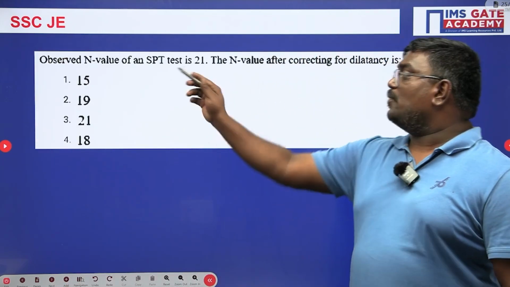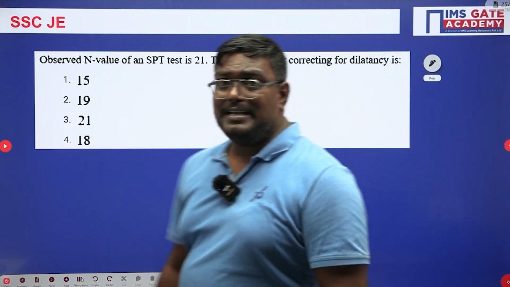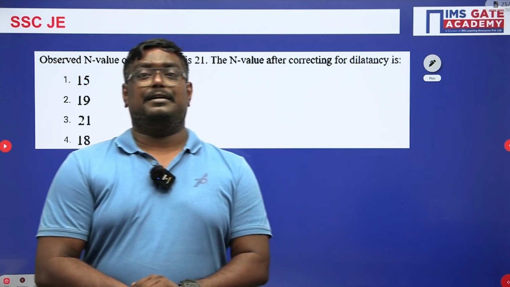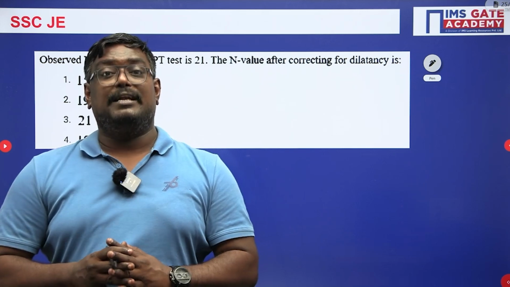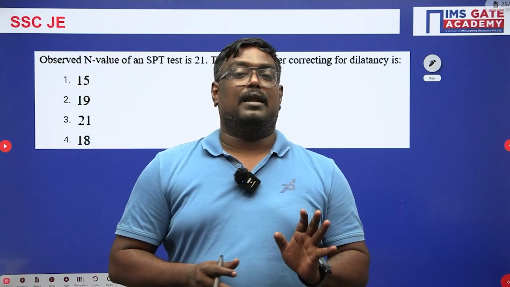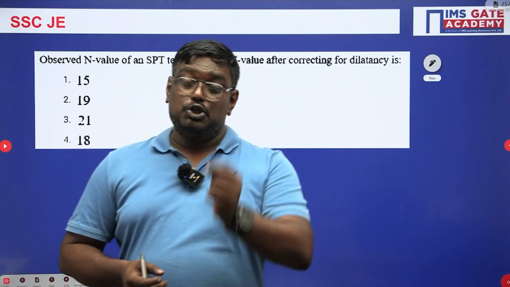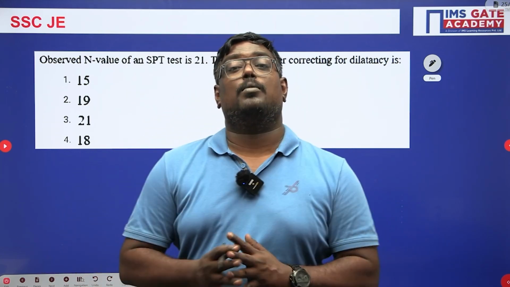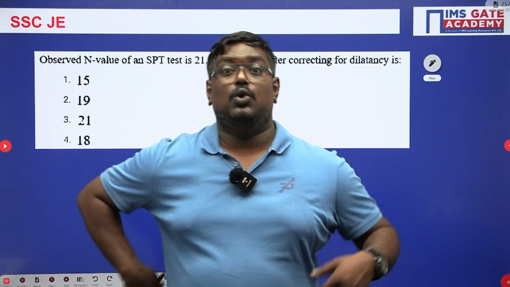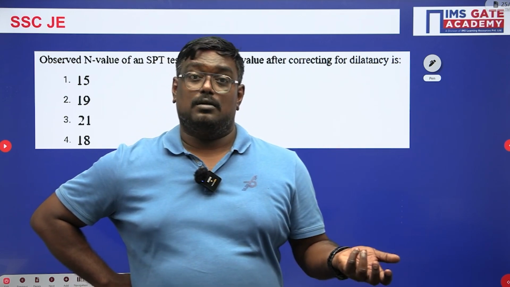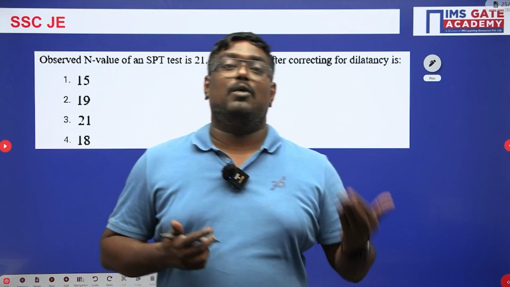Now, what is the observed value of SPT test, the N value after correcting for dilatancy? Now, my dear students, let me tell you what we mean by standard penetration test. Standard penetration test is the number of blows required for 30 centimeter penetration. So, it is just a number. Actually, there will be two corrections: one is Warburton correction and the other is dilatancy correction. Usually, dilatancy correction will be followed by Warburton correction. What is Warburton correction? Sometimes, if it is a shallow foundation, you will underestimate the number of blows. If it is a pile foundation, or deep foundation, you will overestimate it. So to have uniformity, we apply Warburton correction.